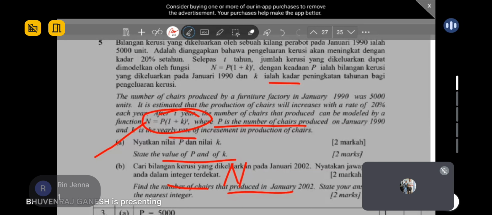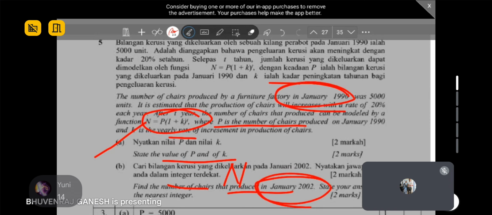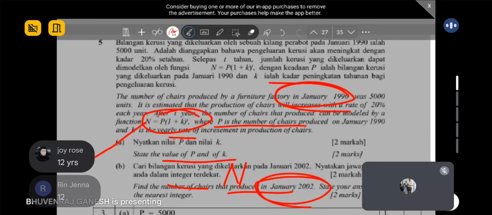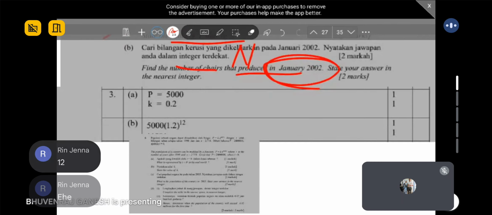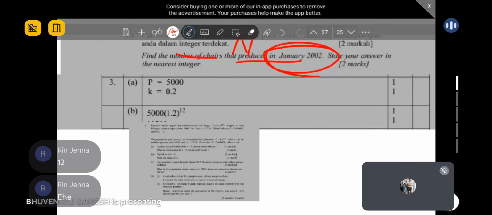Betul ke? Are you sure? Guys, see carefully. Betul ke 14? Guys, 1990 to 2002, berapa tahun? Yes. Okay, 12 years, guys. So that's why T sama dengan 12. So your answer will look something like this. Make sure you guys know how to count years.